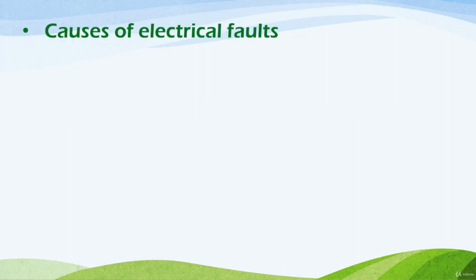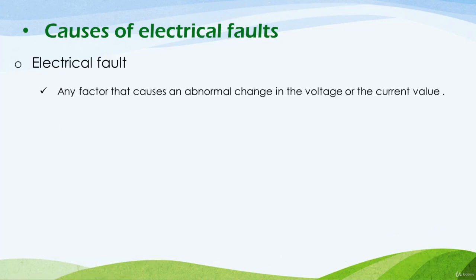So let's go ahead. First of all, before talking about electrical faults, we need to know the definition of an electrical fault. An electrical fault is any factor that causes an abnormal change in the value of the voltage or the current. If the voltage or current values have been changed in a wrong way or to an abnormal value, this is called an electrical fault. The two parameters we are handling now are the voltage and the current.